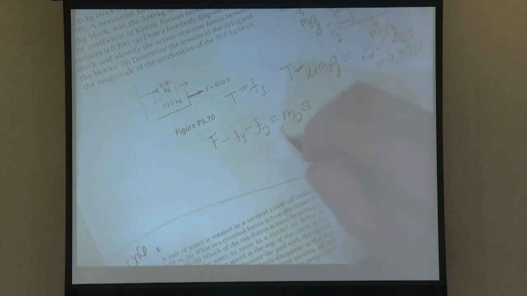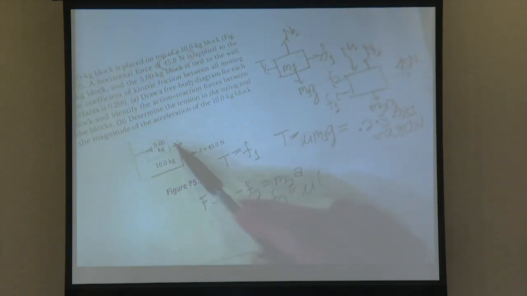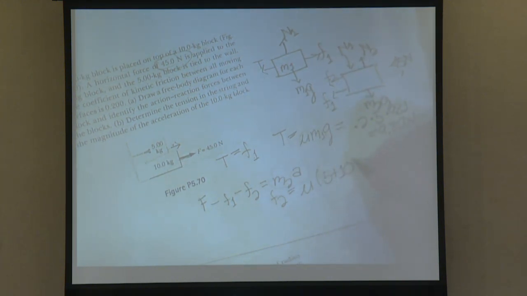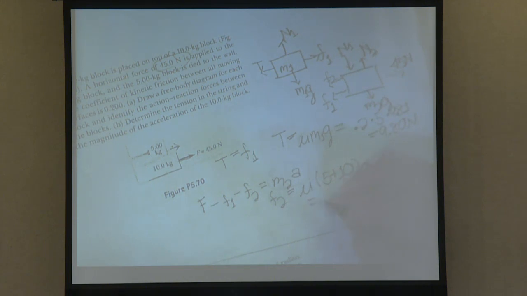So our friction 2 force is going to be equal to the coefficient of friction, and it's going to include both masses. Since mass 1 is sitting on top of mass 2, they're both going to have to be included in the friction force, and then that's times gravity. So when you calculate that out, you have 0.2 times 15 times 9.81. You should get 29.4 newtons.